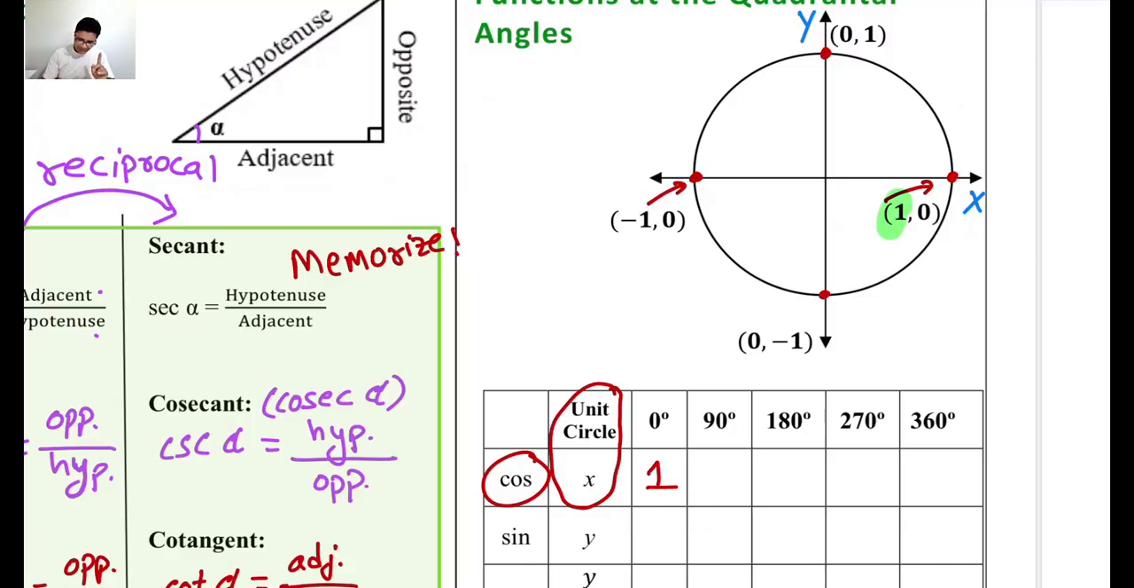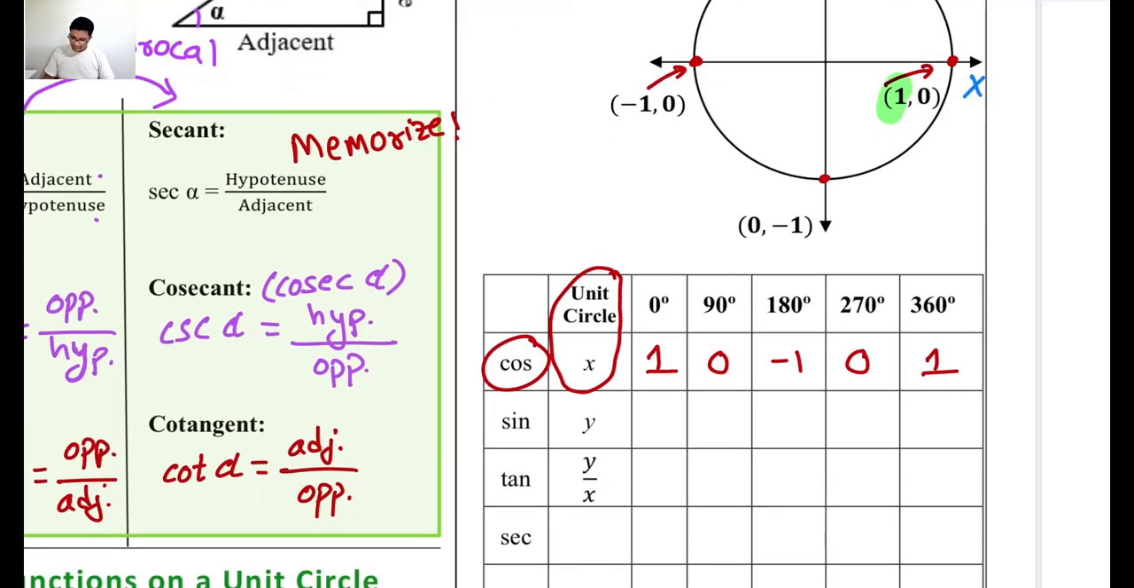I'll do one more, then you can complete the rest. At 90 degrees, the x coordinate is 0. Hence, cosine of 90 degree is 0. Please go ahead and complete the table. Pause the video, do that and check with me now. Cos 180 is -1, cos 270 is back to 0, and cos 360 is again 1. 360 degree is the same as 0 degree.